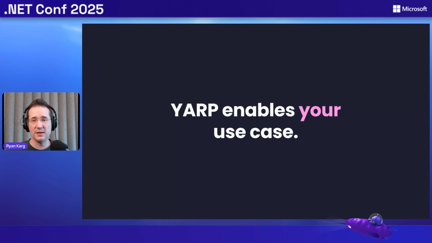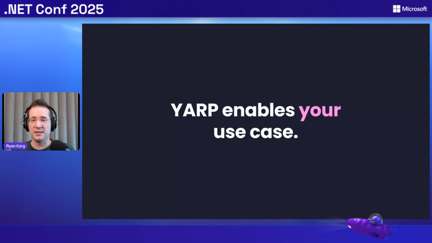Now, Yarp is a reverse proxy toolkit. It's built in C#, and it expects that you're going to extend or rewrite components of the implementation. And so it makes that an easy process to do. Standard reverse proxy functionality that you'd expect from Nginx or HAProxy is available for you, and you only need to extend the parts that you require for your use case.